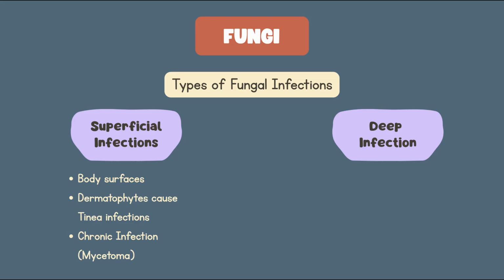Now looking at deep fungal infections, they usually occur in immunocompromised patients, so patients with HIV, undergoing chemotherapy, organ transplantation, etc. Now, in immunocompromised patients, the fungi can spread through the bloodstream, invade the tissue, and damage organs, and this leads to a systemic fungal infection. However, in healthy, so immunocompetent patients, the infection either resolves completely or it becomes latent.